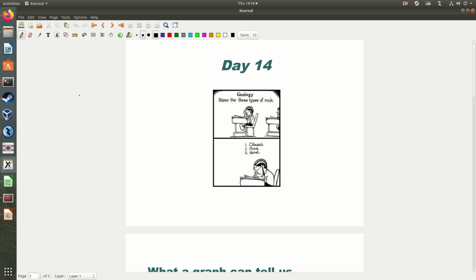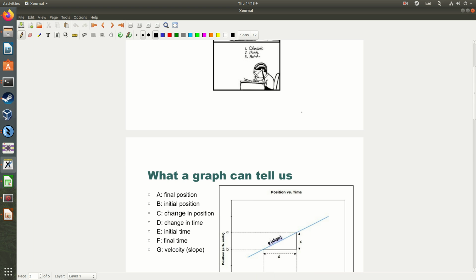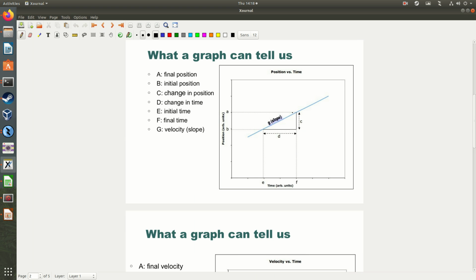So, anyways, day 14. That is when we did a little bit of graphing. Rather, we drew the graphs out to get some of your equations. But, well, let's commence. All right, so what a graph can tell us. It could tell us a few different things. It could tell us our final position. So here we have a position versus time graph.